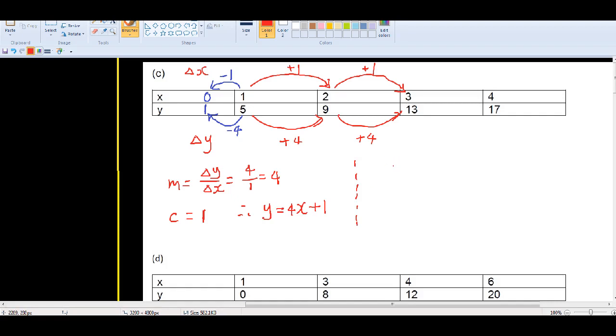To make sure we get the correct answer, we use the last pair of data to do a little bit of checking. So when x equals 4, we will have y equals 4 times 4 plus 1, which is 17. So it agrees with the data given. So we know it is correct.